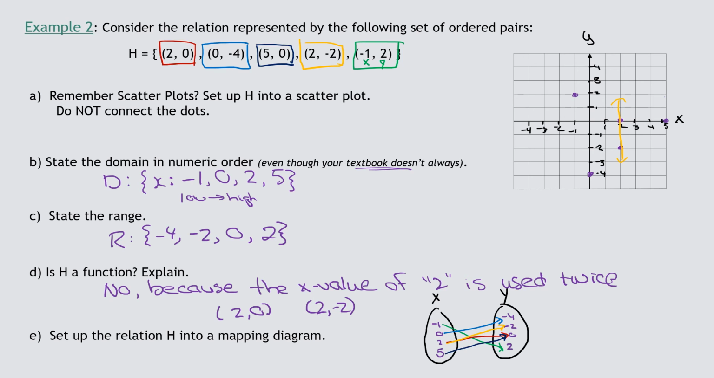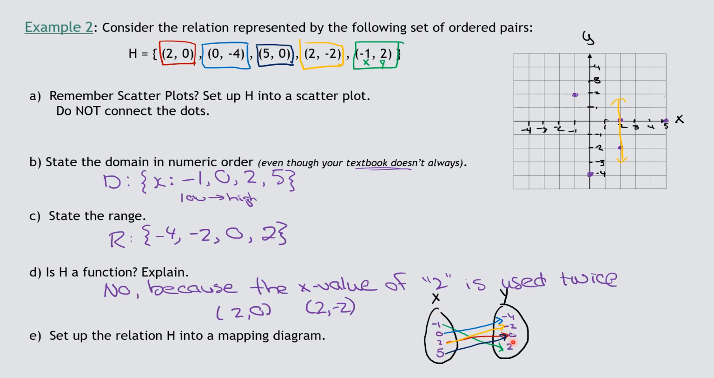So you can look at a mapping diagram to tell if a relation is a function or not. If, when you look at the mapping diagram, you see duplicate values for the x. So here my x value of 2, I've got 2 lines. I've got a yellow line and a red line, both coming from the 2. So remember the value of 2 is used twice. That's how I know it's not a function. So if you have a mapping diagram and you have a number on the x side that's going to 2 different places, then it's not a function.